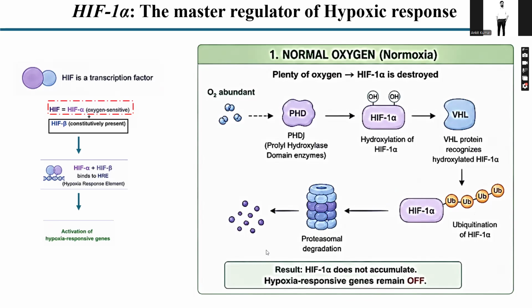And that results in HIF-1 alpha not getting accumulated inside the cells, and the hypoxia responsive gene will remain switched off. So this is how the pathway of activation and deactivation of degradation of HIF-1 alpha works when there is abundant oxygen. So in normal condition, in normoxia, you have seen that there is a degradation of HIF-1 alpha, and this degradation is happening because the proteasome basically degrades this ubiquitinated HIF-1 alpha, and that's why the hypoxia responsive gene will be turned off.